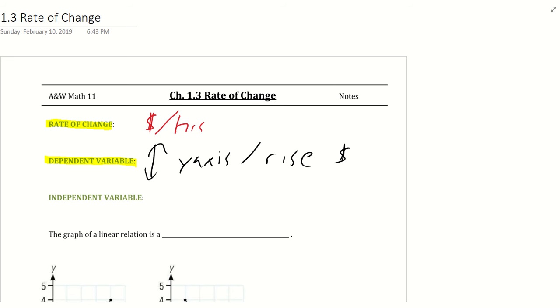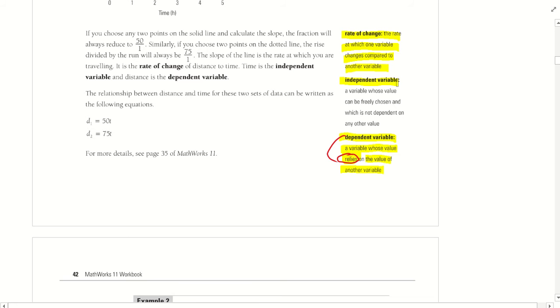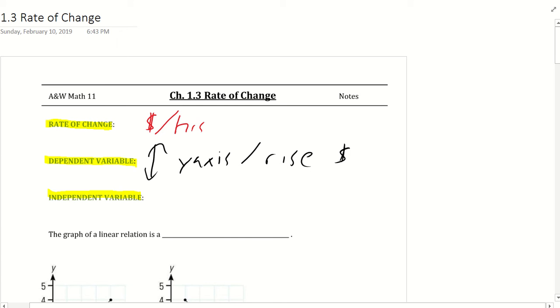That leads into our next term, independent variable. An independent variable is a variable whose value can be freely chosen, which is not dependent on any other value. That again would be like time, like hours. So your independent variable is always going to be your x-axis, and that's going to be your run. So that would be like hours.